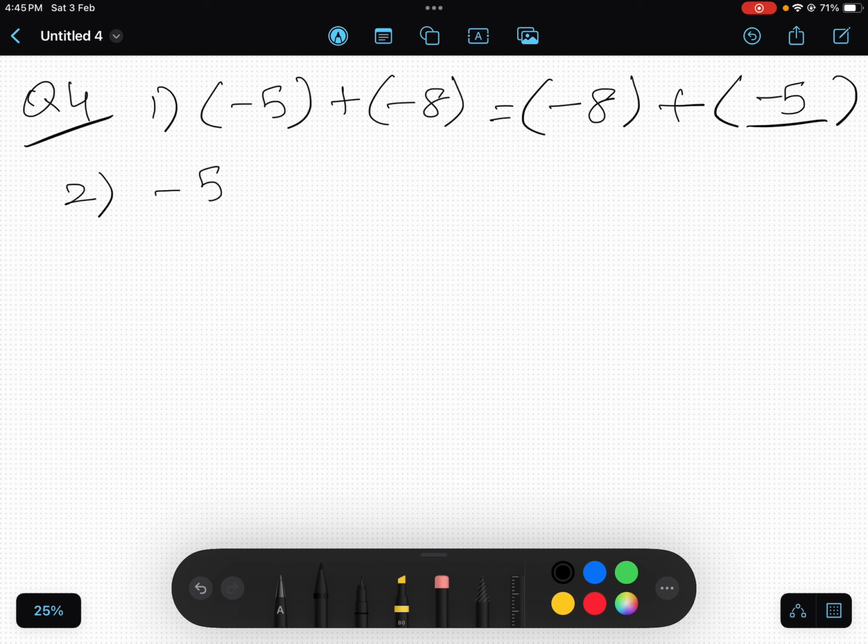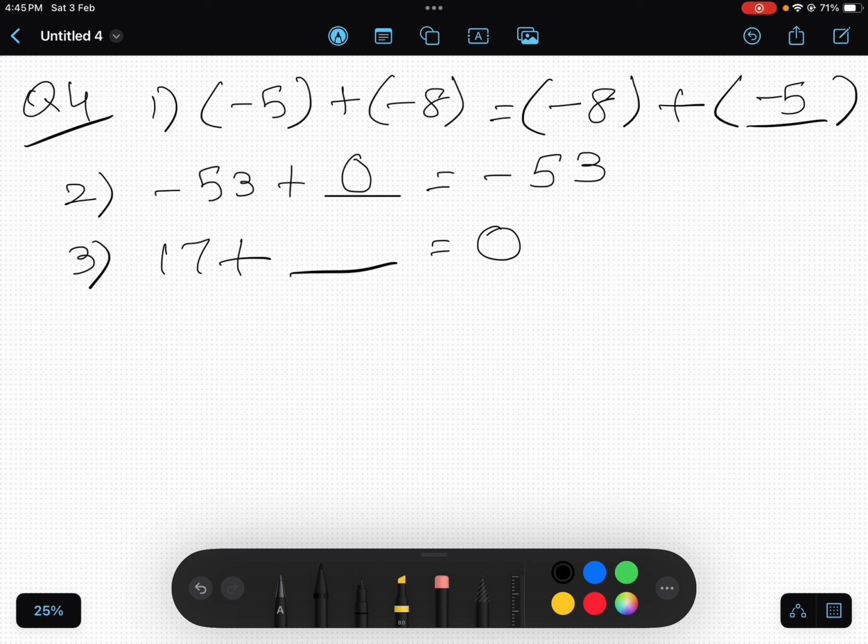Second one, minus 53 plus blank is equal to minus 53. In additive identity, I told you only 0 will not change any number. So naturally the answer has to be 0. Third one, 17 plus dash is equal to 0. So when will we get 0? Whenever you take the same number with the opposite sign. This 17 has a plus sign, so just take minus 17. That will give you the answer as 0.